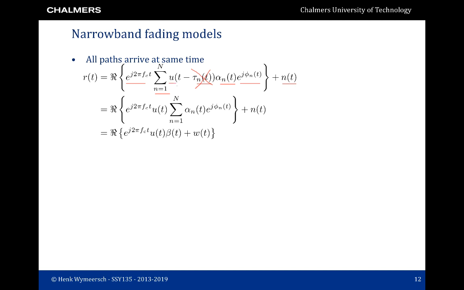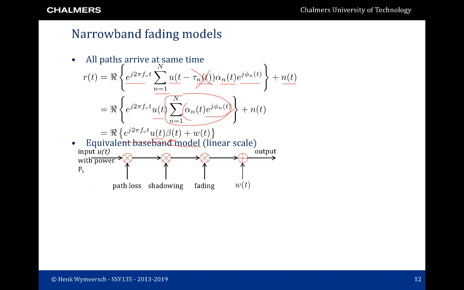This means I can bring u of t out of the summation. Then I end up with the second line. The carrier, the transmitted signal, and then the sum over all of the paths. And for each path I have an amplitude and a phase. This whole thing is basically just a complex number which I call beta of t. So what I get in the end is just this thing. The transmitted signal multiplied by a time-varying complex number.